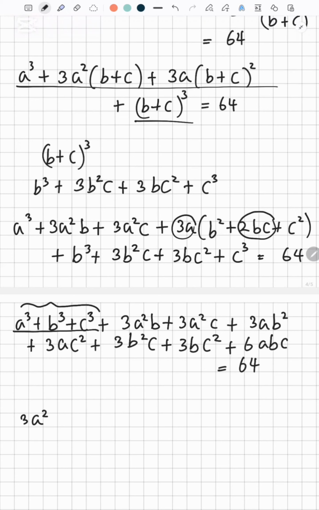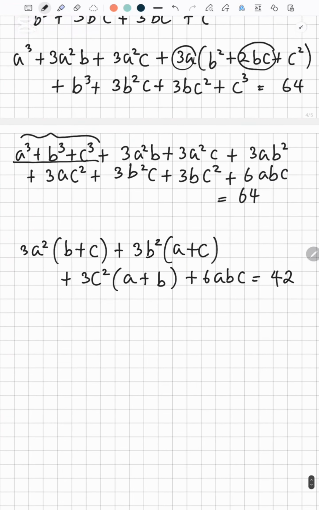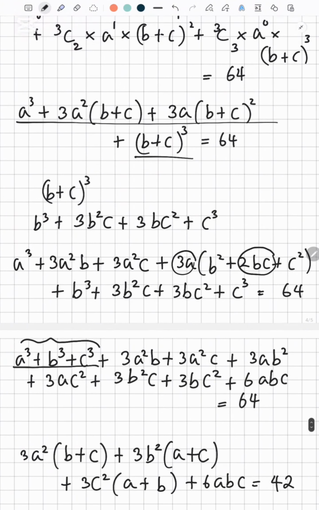Okay, so what I'm doing is I'm writing 3a squared. I'm taking that out and I'm writing (b plus c), plus, and now the b terms, 3b squared (a plus c), and plus 3c squared into (a plus b). Plus 6abc, right? Equals 42.